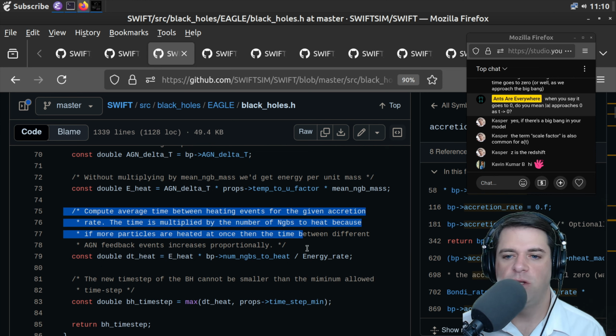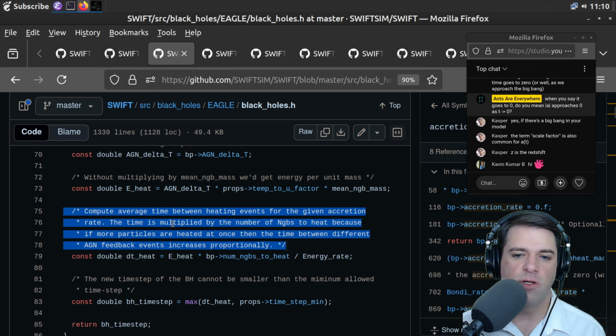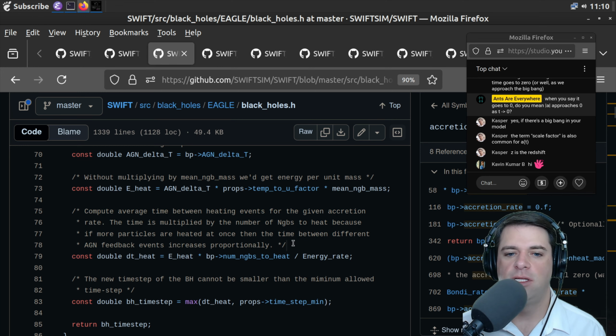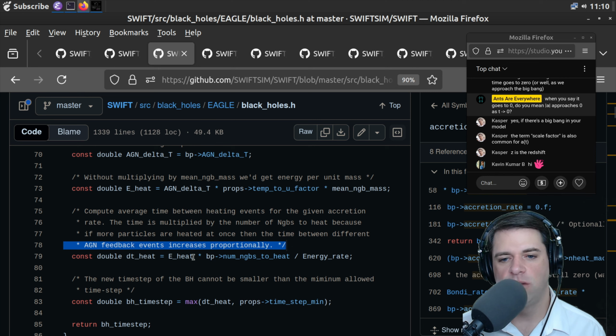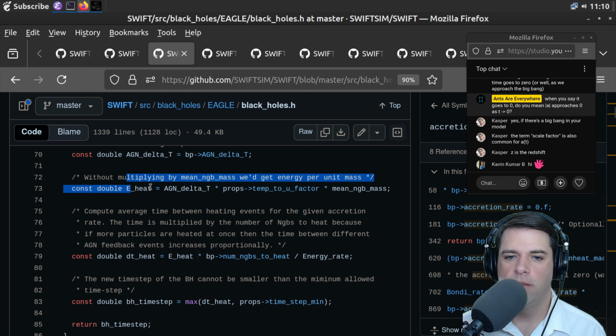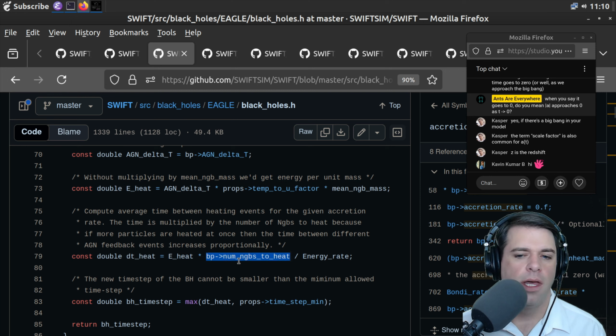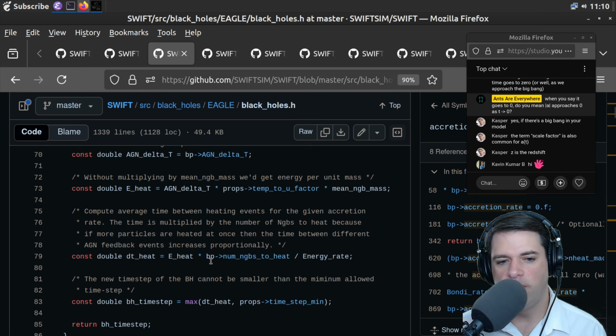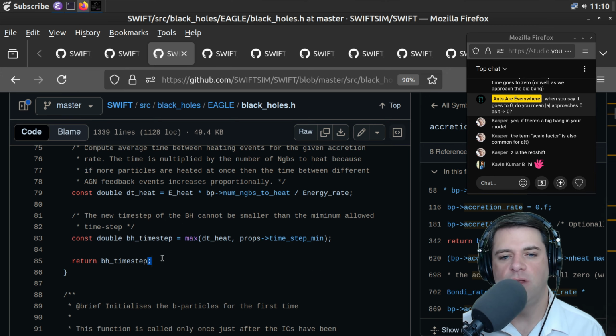We're going to compute the average time between heating events for the given accretion rate. This time is multiplied by the number of NGBs to heat, because if more particles are heated at once, the time between different AGN feedback events increases proportionally. Okay, so we're going to divide by the energy rate, and we've got E heat, which I think we computed here. We're going to multiply by whatever an NGB is. NGBS. I don't know. And then the new time step of the BH cannot be smaller than the minimum allowed time step. We're going to take the max of DT heat and props minimum time step and then return that.